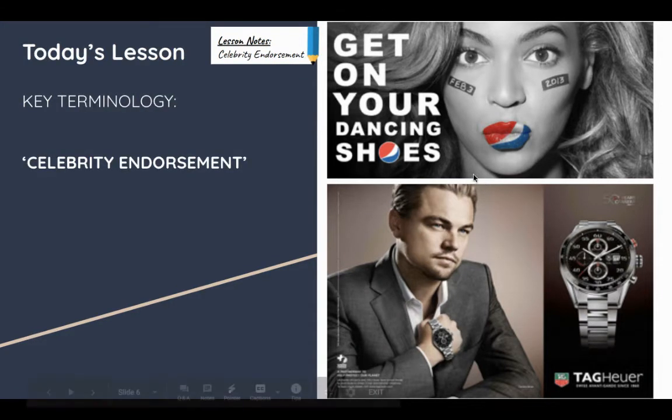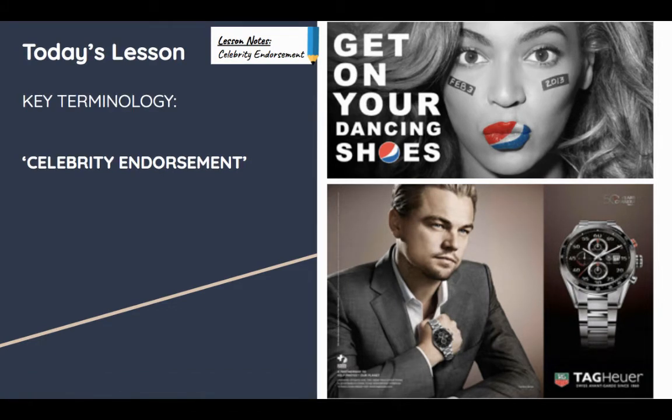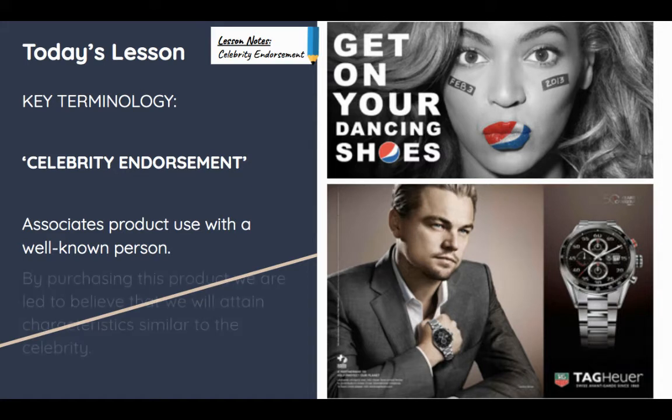Well, if you look at the 2 adverts to the right, we have one with Beyonce and one with the actor Leonardo DiCaprio. And just by looking at those, I hope you can imagine what celebrity endorsement involves. Simply put, it is where you associate a product with a well-known person. Okay, so these celebrities are endorsing. They are promoting these products. In fact, they are saying that these products are good enough that these celebrities, these successful people, are happy to put their name to it and use them themselves.